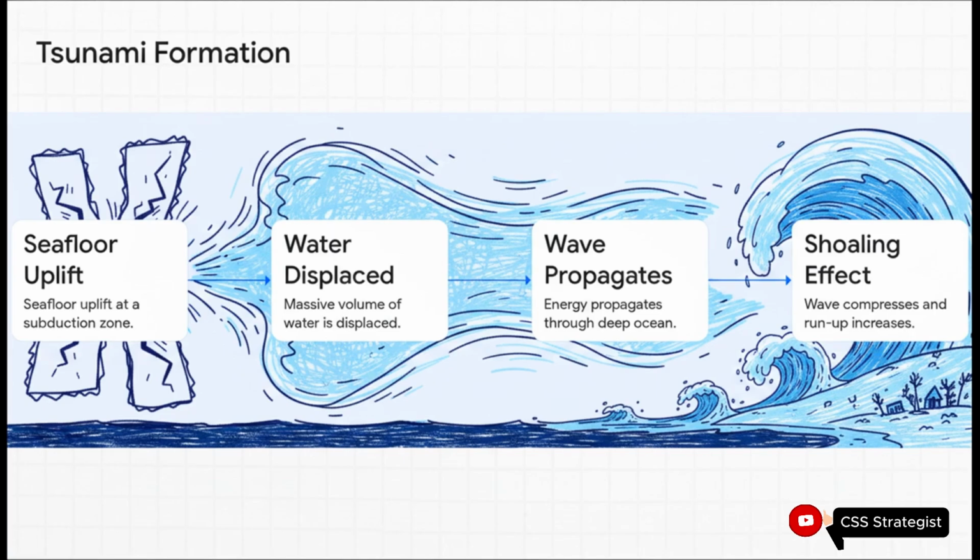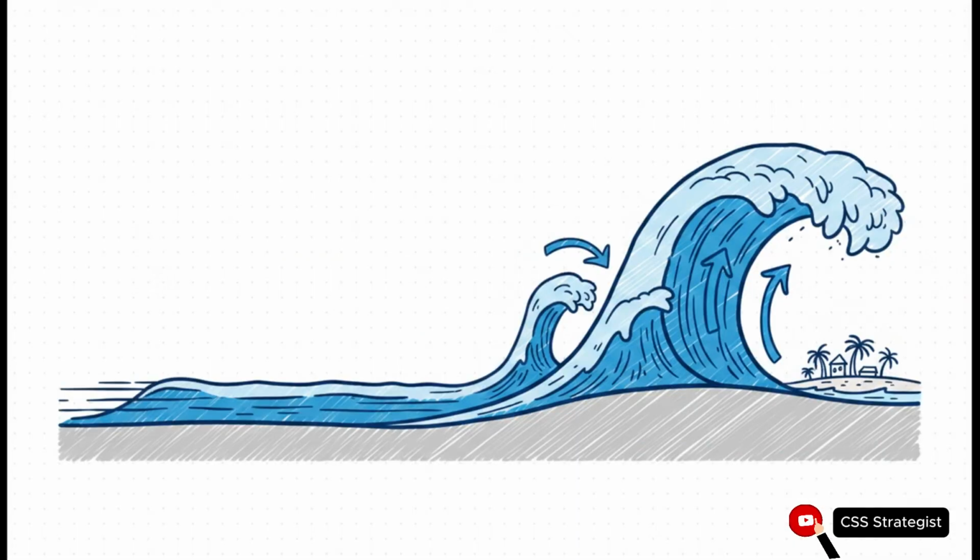Tsunami formation kicks off with seafloor uplift at a subduction zone, which is exactly what triggered the devastating 2004 Indian Ocean earthquake and the 2011 Tohoku event in Japan. This violent uplift creates massive water displacement. That kinetic energy then propagates through the deep ocean, finally culminating in what we call the shoaling effect, leading to devastating coastal impact. Now, what's really interesting about this comparison is the physics of that shoaling effect.